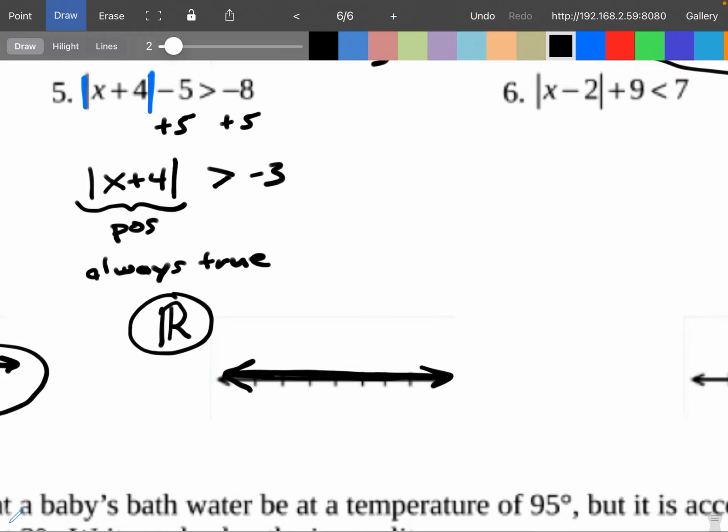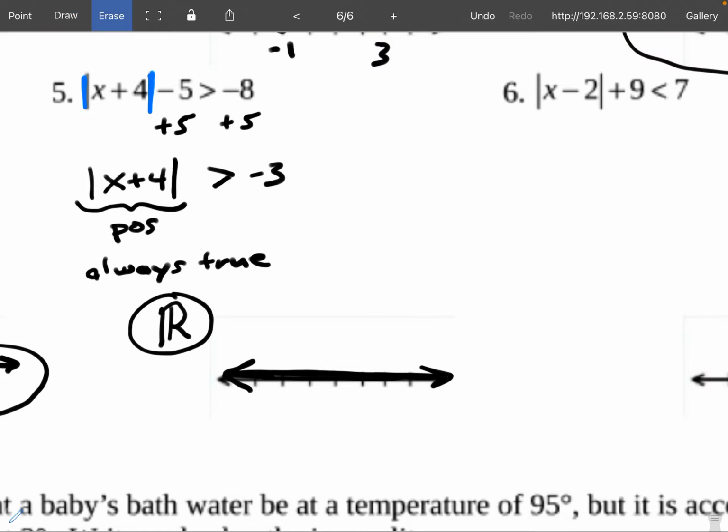If you wanted to graph that, you don't have to, but you would shade in the entire number line. If you're going to graph all real numbers, you shade the whole number line in. That means any number you pick is a solution to that original inequality at the top, the one with the absolute value in it. So any real number will work. It could be a fraction, a decimal, a square root, whatever.